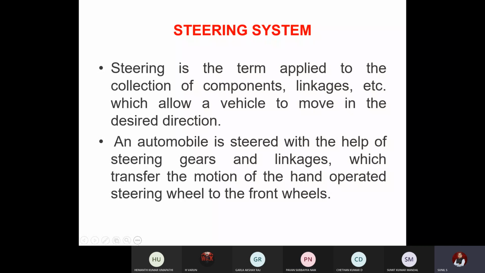Right. So an automobile is steered with the help of steering gears, linkages, etc., which transfer the motion of the hand-operated steering. So you will operate the steering wheel by your hand. Accordingly, the front wheels will be turning in the similar direction.